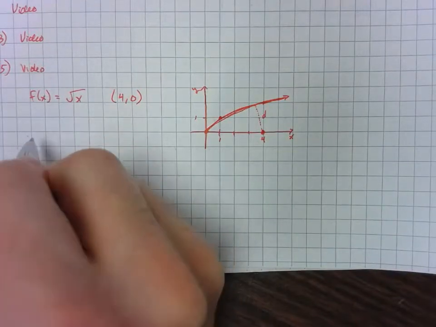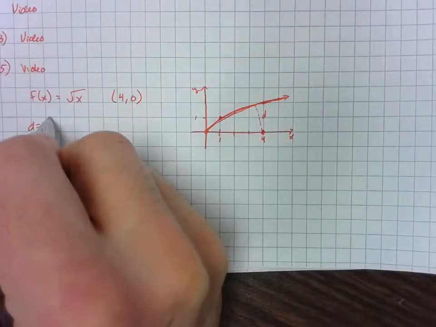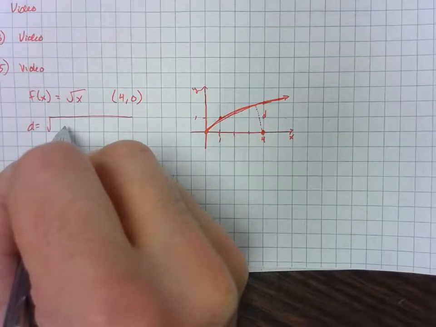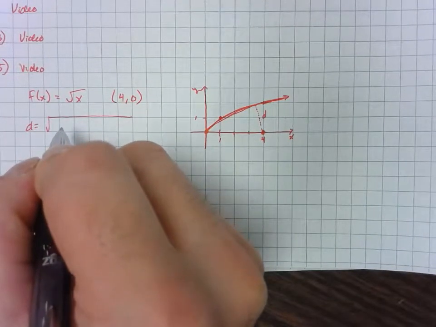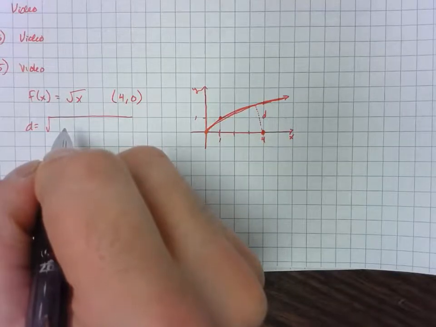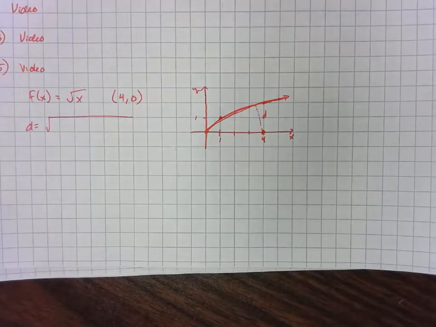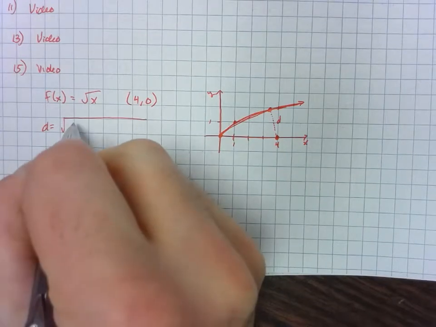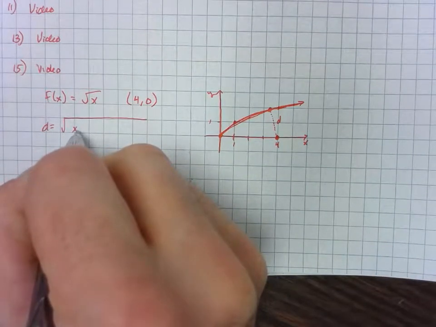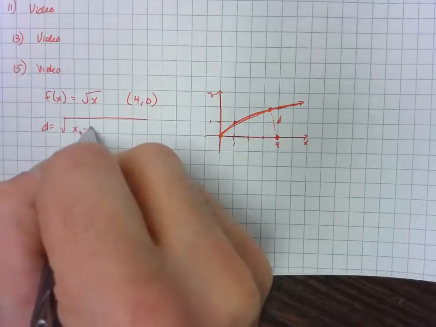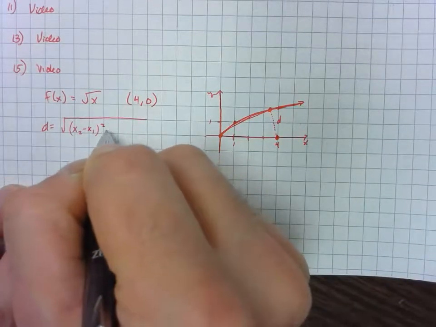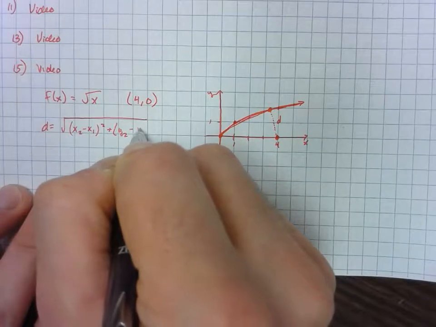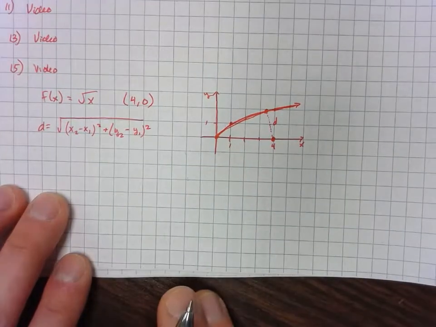We know that the distance formula is equal to the square root of x2 minus x1 quantity squared plus y2 minus y1 quantity squared. In order to use the distance formula, we need 2 points.